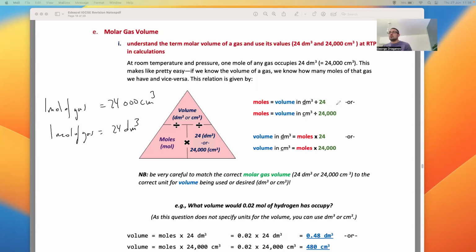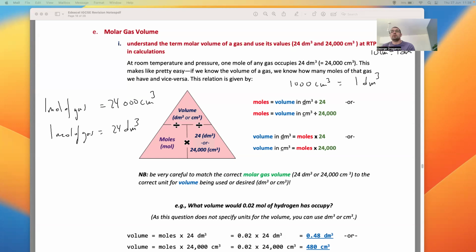If you want to get decimeters cubed from centimeters cubed, you divide by 1,000. Or if you want to go from decimeters cubed to centimeters cubed, you times by 1,000. So 1,000 centimeters cubed is equal to 1 decimeter cubed. That's because 10 centimeters is 1 decimeter, so 1 decimeter cubed is 1 times 1 times 1, and 10 times 10 times 10 is 1,000. Therefore, that's where it comes from.